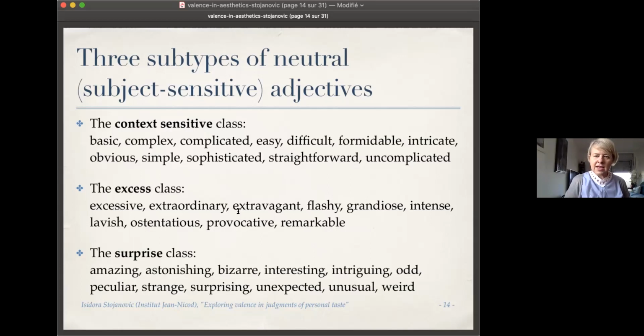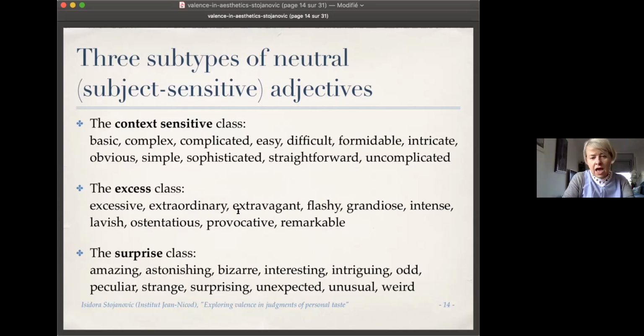The excess class is the class where we have adjectives which somehow mark a deviation from a certain standard. So here we have excessive, extraordinary, extravagant, flashy, grandiose, intense, lavish, ostentatious, provocative, remarkable. And what we call a surprise class: amazing, astonishing, bizarre, interesting, intriguing, odd, peculiar, strange, surprising, unexpected, unusual, weird.